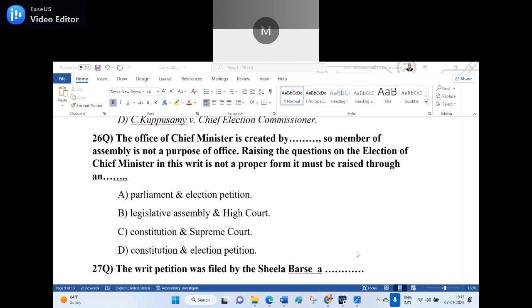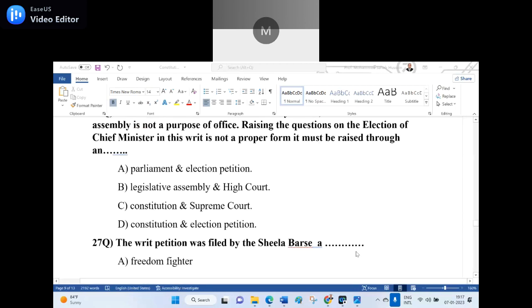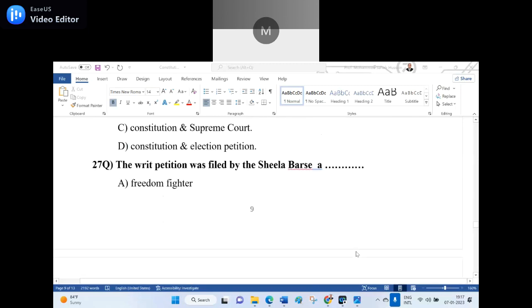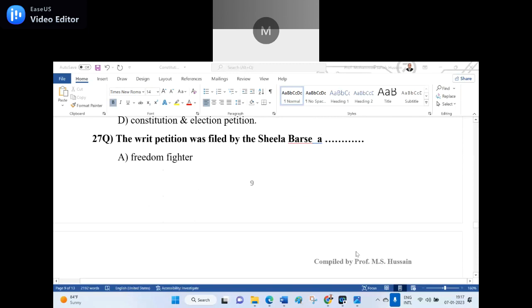Constitution, you cannot challenge the chief minister as far as the purpose of his office is concerned. Because the constitutional mandate is there, you cannot go to the courts directly; you have to file the case first with the election commissioner. If you are dissatisfied by that, then you can go to the apex court. Is it clear? So the right answer is D, Constitution and election petition.